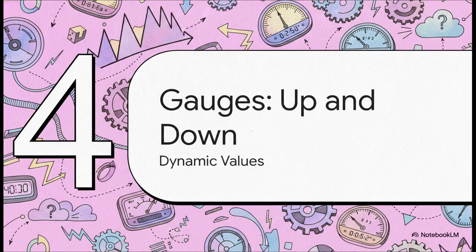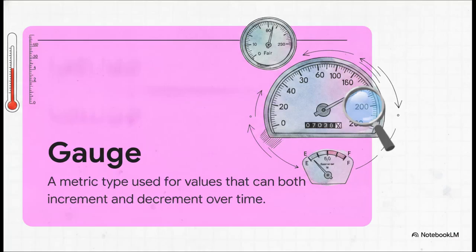Section 4. Gauges. But what happens when your data doesn't act like a cumulative total? Well, that is where gauges come in. A gauge is your go-to metric type for values that can increment and decrement over time. It's basically a snapshot of a current state.